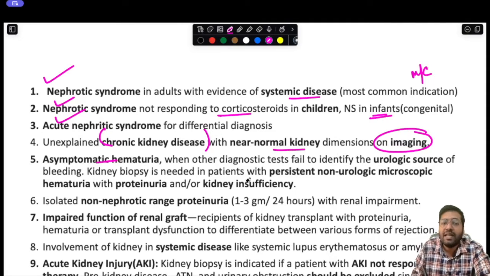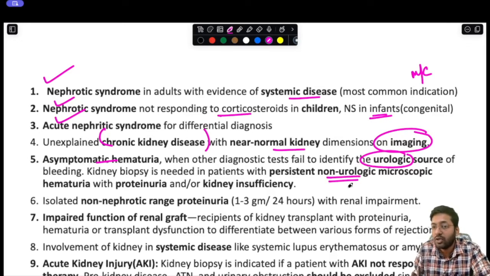patients with asymptomatic hematuria when other diagnostic tests fail to identify the urological source of bleeding, or kidney biopsy is needed in patients who are having persistent non-urologic microscopic hematuria with proteinuria and/or kidney insufficiency, or patients who are having isolated non-nephrotic range proteinuria in the range of 1 to 3 grams per 24 hours with renal impairment, or there's an impaired function of renal graft.